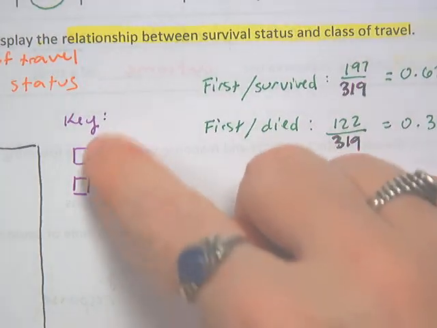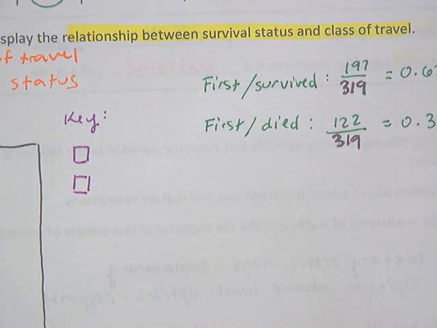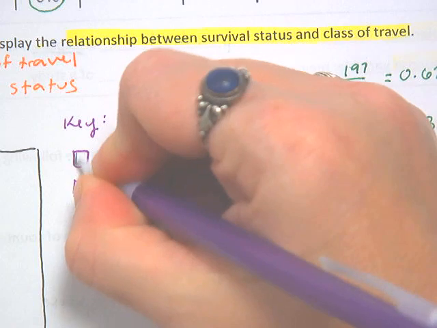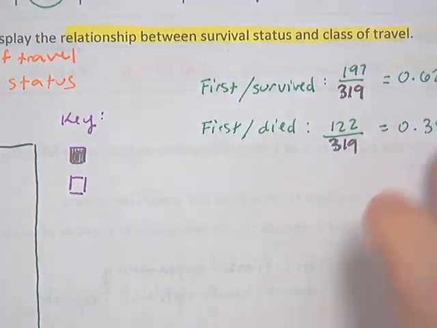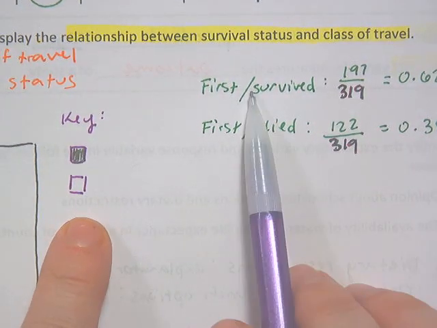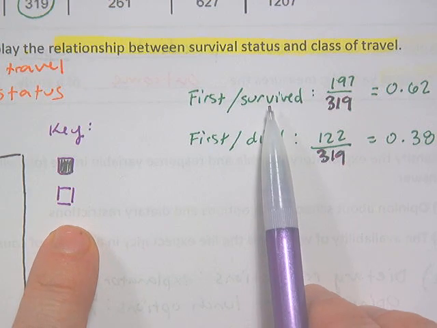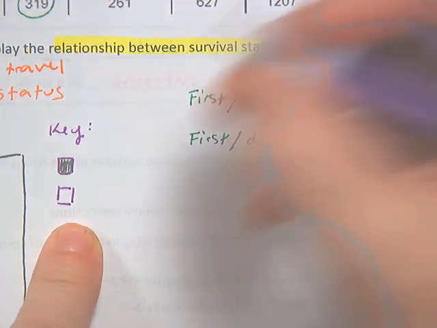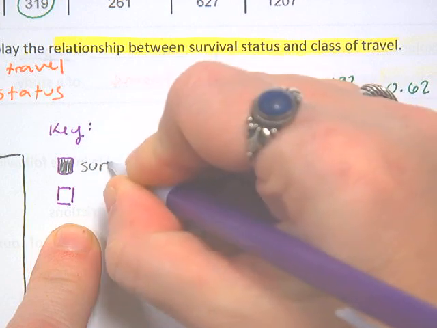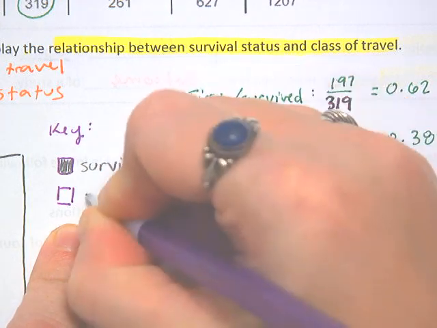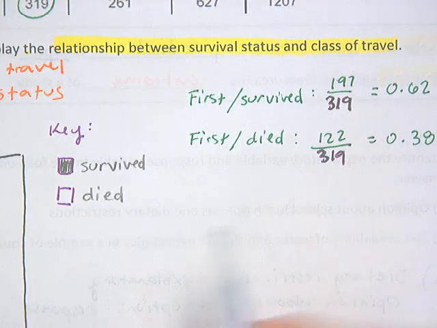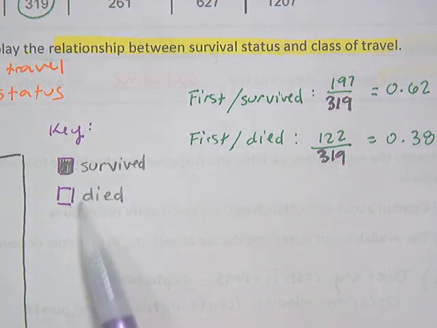We only have 2 different survival statuses. So we just need to make maybe a shaded and a non-shaded segment. However it's written on the page, like survived is on top and died is on bottom, that's how I'm always going to keep it. Otherwise it can get really confusing. Survived will be the top segment and it'll be shaded in, and died will be the bottom segment and it'll be blank.